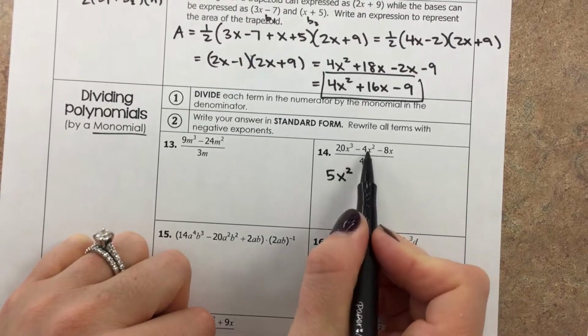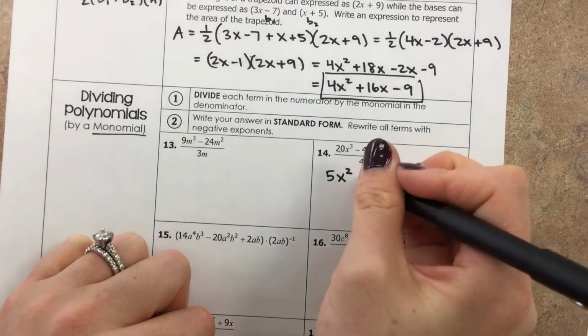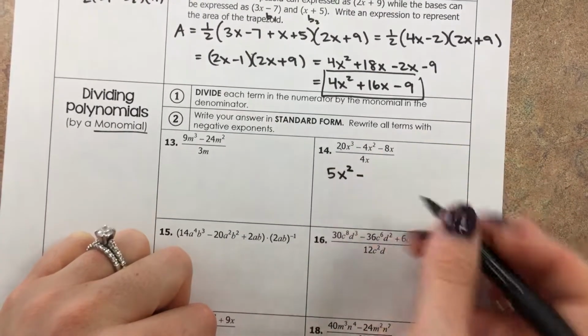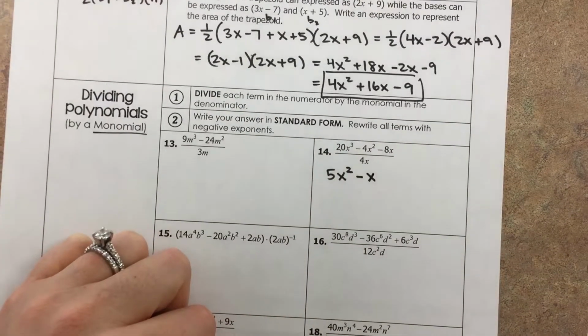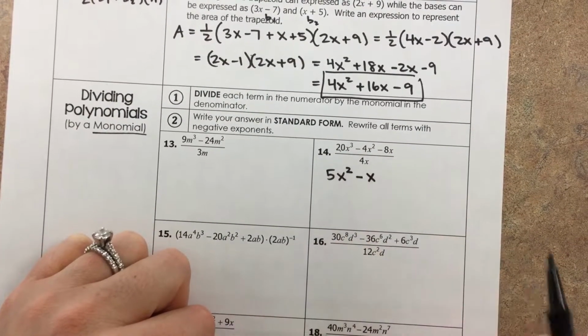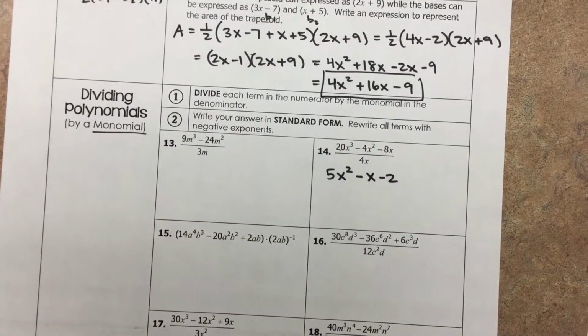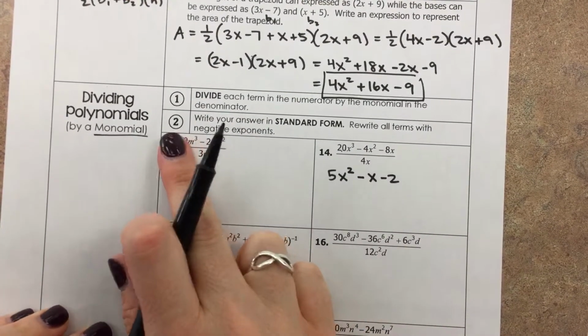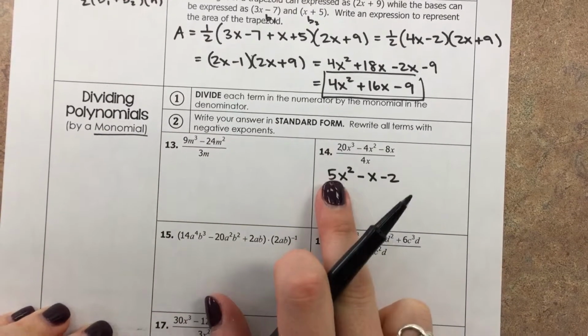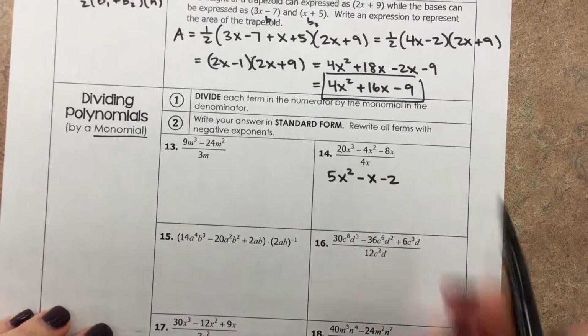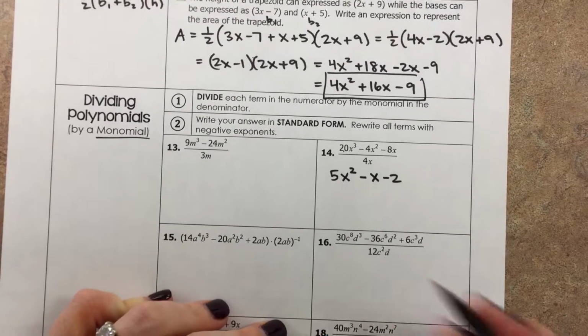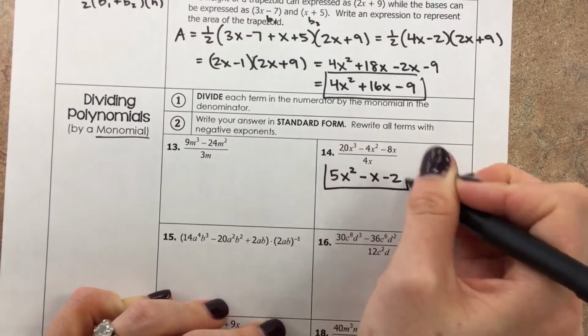Then move to the next term, this one right here. Negative 4 divided by 4 is just a negative 1. X squared divided by x is just an x. And finally, last term, negative 8 divided by 4 is a negative 2, and the x divided by x cancels. So this is what I get when I divide. Step 2, write your answer in standard form. Because you've got descending powers, rewrite any terms with negative exponents. I don't have any, so this is my final answer.